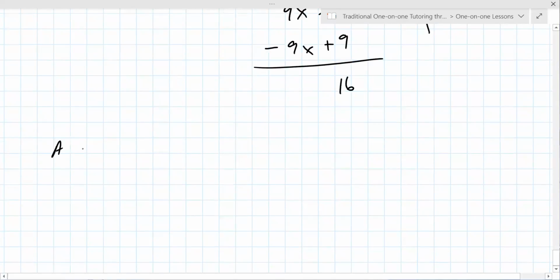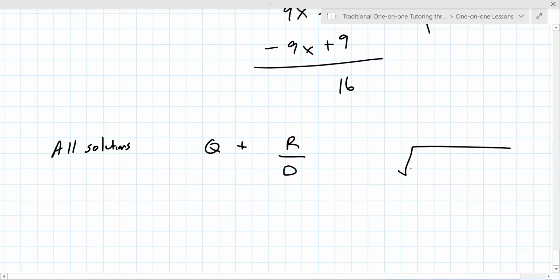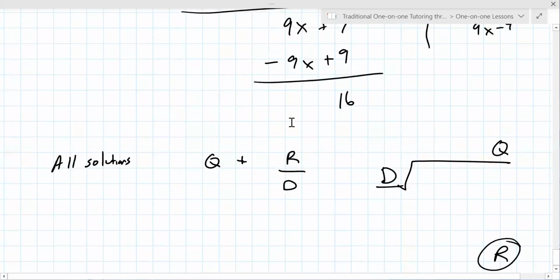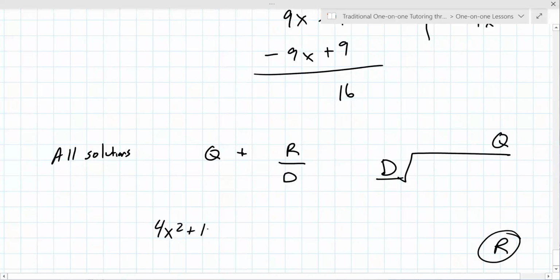Okay, now this is very important. All solutions have the following presentation: quotient plus remainder over divisor. And you're like, okay, well, what does that mean, Matthew? Here's your quotient. Here's your remainder. I'm sorry, I already messed this up. Quotient and divisor. Okay, so whatever you get down here, which could be 0, whatever you get up top, that's your quotient and that's your divisor. So in the problem I gave you, your quotient is all of this stuff up top here: 4x squared plus 1x plus 9. Plus your remainder, which is 16. And your divisor was x minus 1.